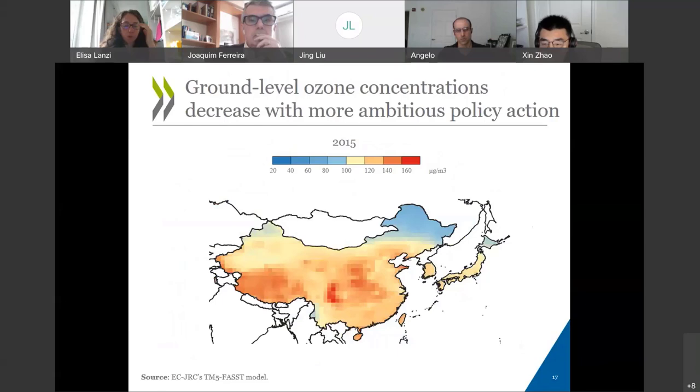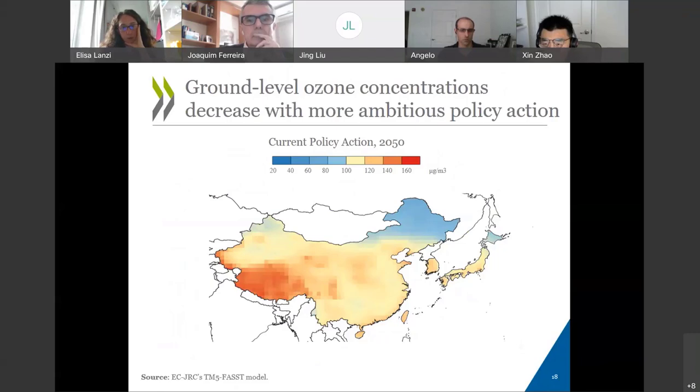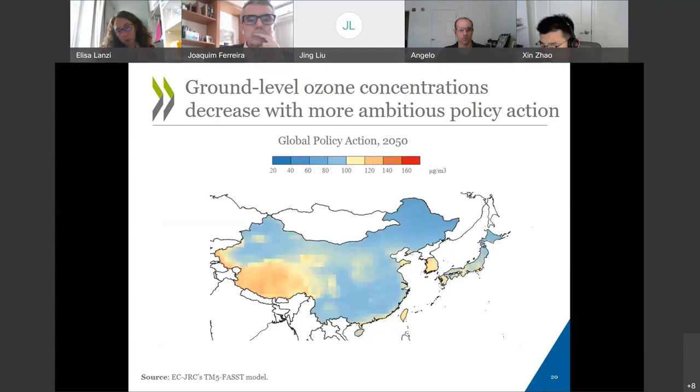The previous slides were showing PM2.5 emissions, and these are now for concentrations of ozone. So again, this is the base year. This is what happens with current policies. And as you can see, there are some improvements, but there are still some areas, especially in China, where ozone persists as a problem. This is when the three countries undertake policy action. And this is when there is global policy action.